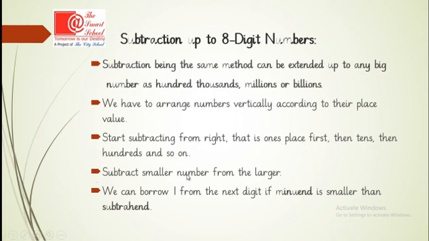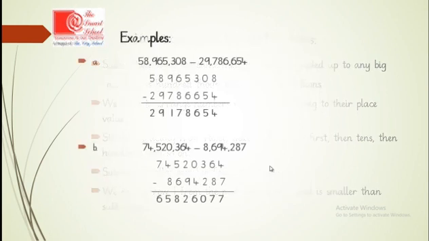Then subtract a smaller number from the larger. We can borrow 1 from the next digit if the minuend is smaller than the subtrahend. So the only different thing is to subtract a smaller number from the larger. In addition, when we were arranging the numbers, it made no difference which number we wrote first. But in subtraction, we have to write the bigger number first. Now we will see this in our examples.